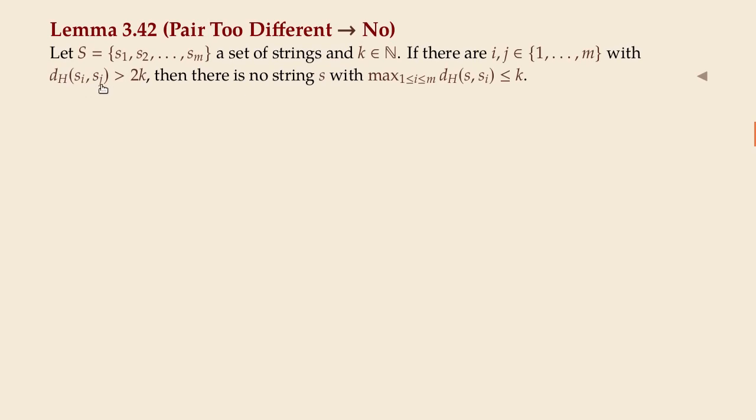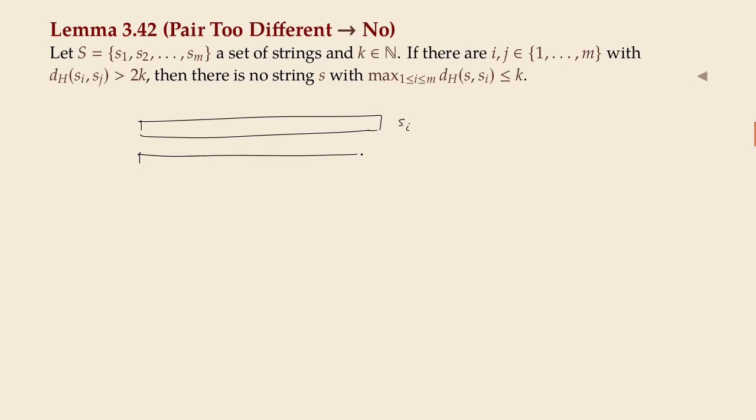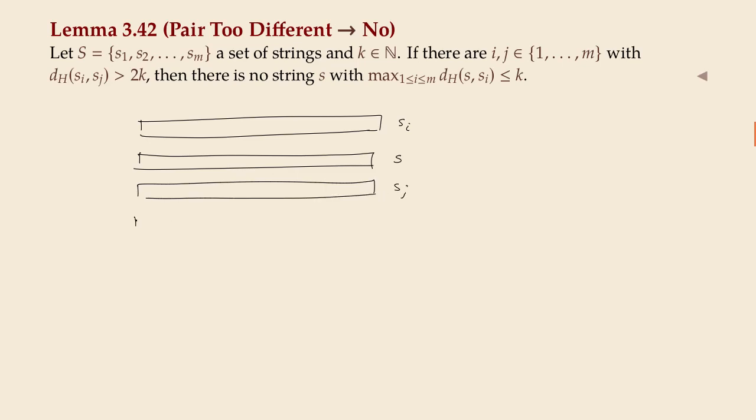If you have two strings that are too far apart, more than 2k distance, then you won't find such a consensus. And well, this is relatively simple. If you draw this, say this should be the consensus that you're looking for. And here's Sj, and let's draw just Si below again.